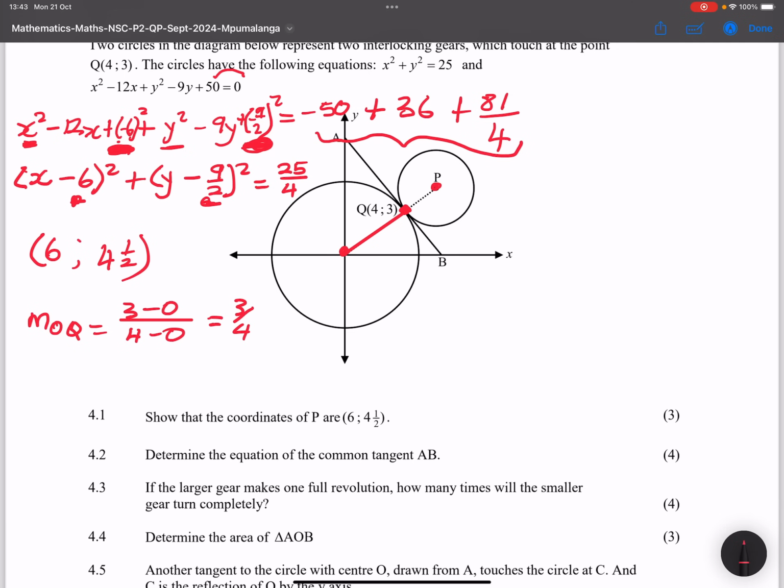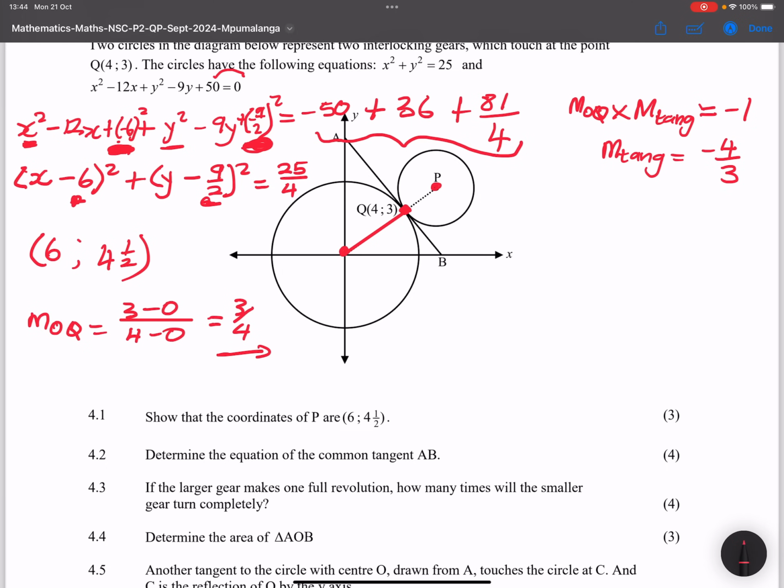And now that gives us the gradient of that line, and we can now determine the gradient of the tangent. So we know that the gradient of the line OQ multiplied by the gradient of the tangent must be equal to negative 1. Remember that to get the gradient, we simply invert that number and change its sign. So that means this is going to be negative 4 over 3.